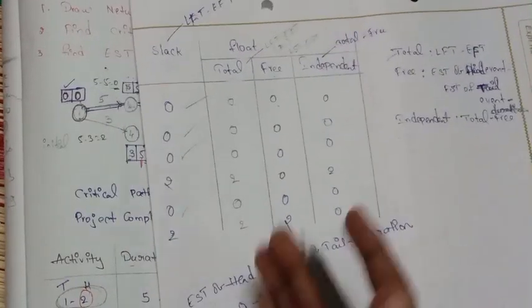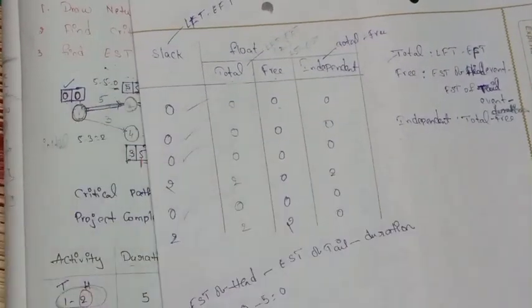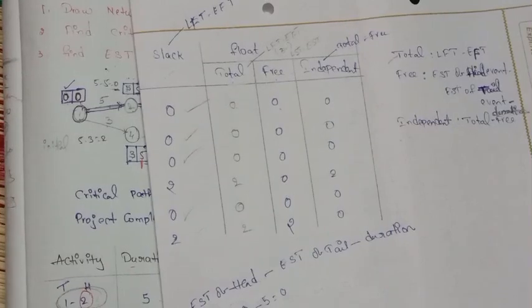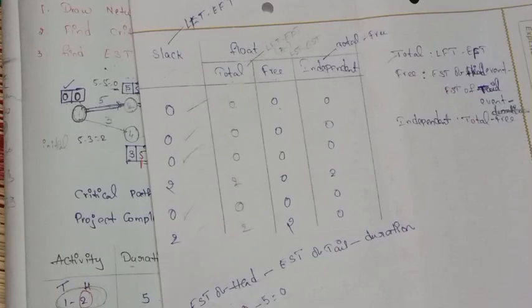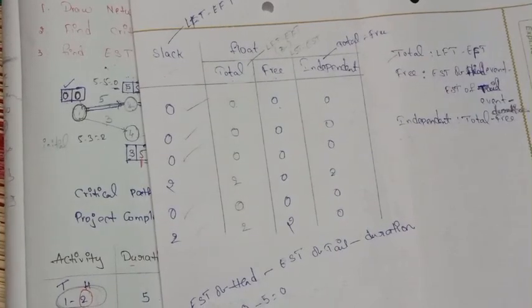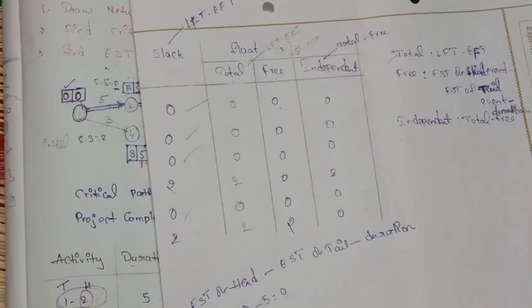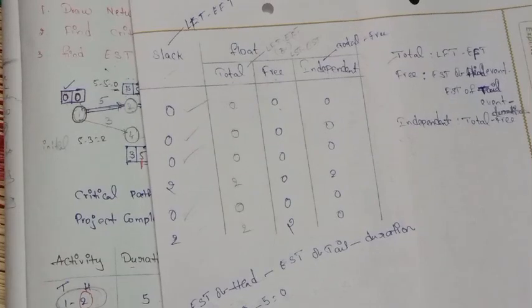That's it, guys. This is the slack value and this is the float value. Our video is simple and the problem is also simple if you draw the network diagram perfectly. I think you all understood my video. If you have any doubts, please let me know in the chat box. Thank you.